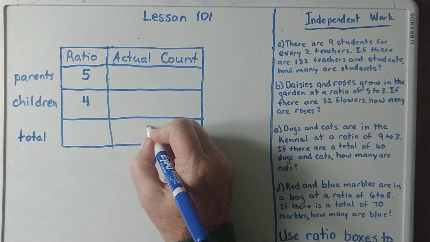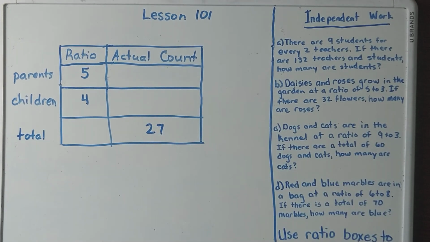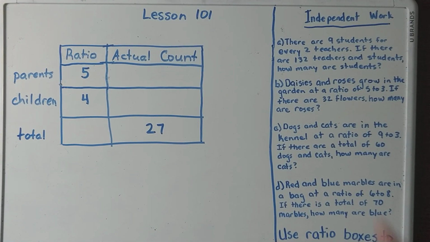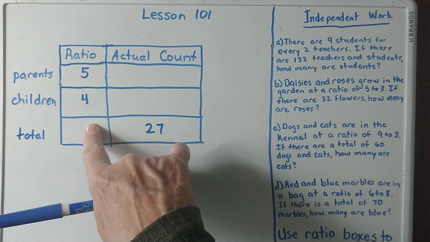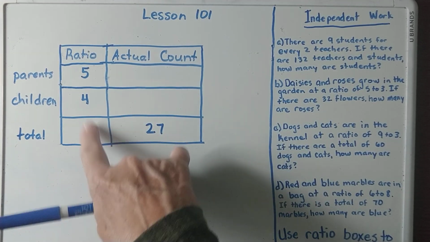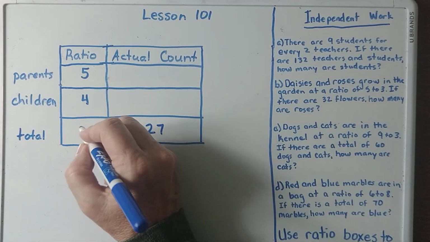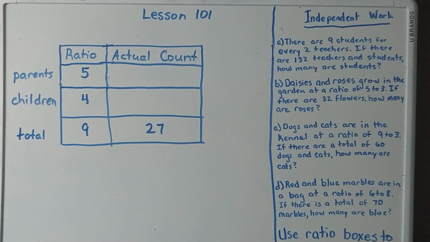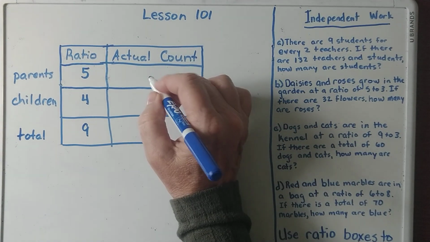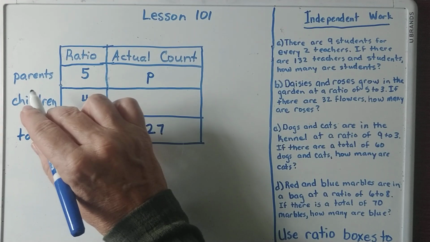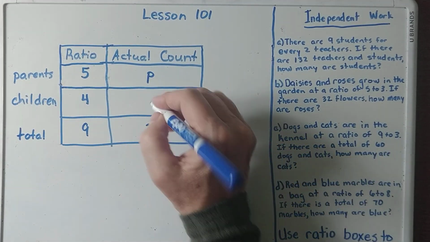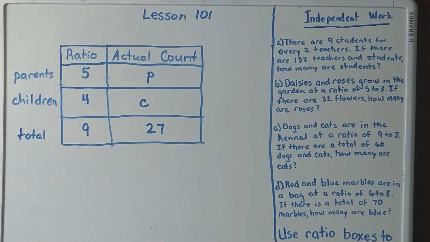So the actual count was 27 total picnickers altogether. All right, so what would the ratio total be? So we're just going to add these two up, and the ratio total is 9. So we're going to use a P to represent parents and a C to represent children.